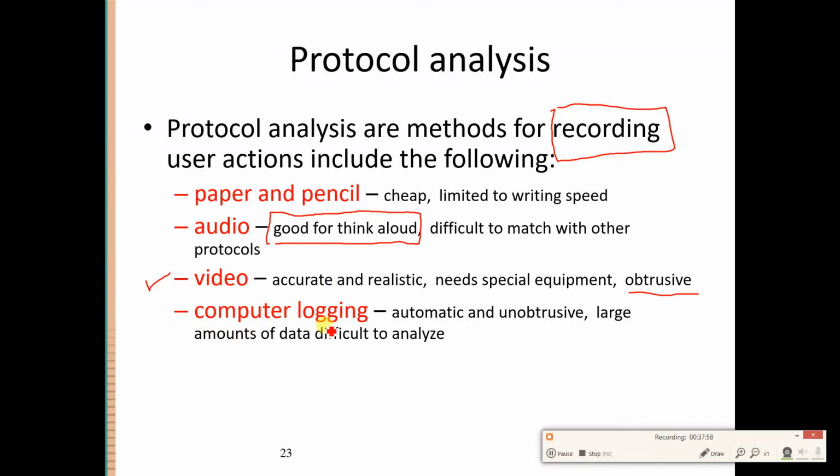The next one is computer logging. The computer automatically logs every task the user is doing, whatever key the user is pressing, whatever icon the user is selecting, and a log file is generated. This is an automatic and unobtrusive process, but a large amount of data is generated, which can be difficult to analyze, because everything is recorded from the login until the user logs out. A big log file can be generated, which might be difficult for humans to analyze. Maybe some automated software or tools can be used to analyze the log file.